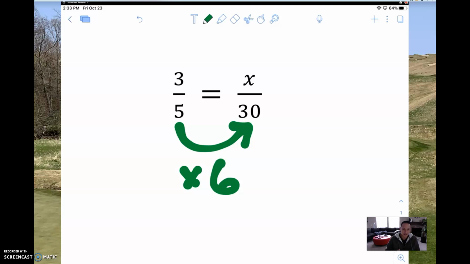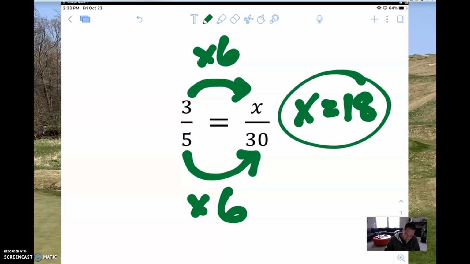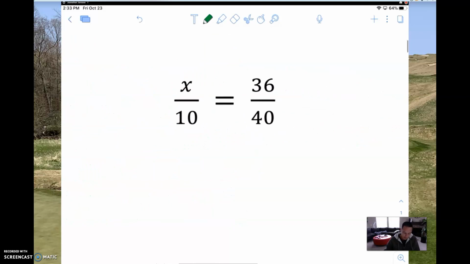So if I want to keep this ratio equivalent, I have to do the same thing to the top. So I'm going to multiply the top by 6. And if we take 3 times 6, we get x equals 18. So 18 over 30 is the same thing as 3 over 5. They're equivalent ratios. Let's take a look at one more.